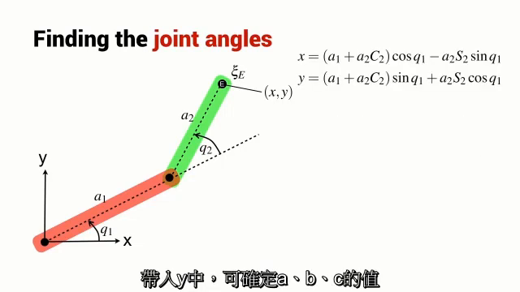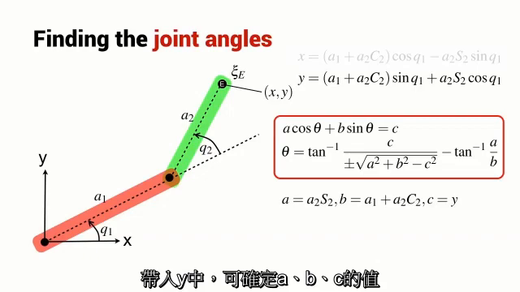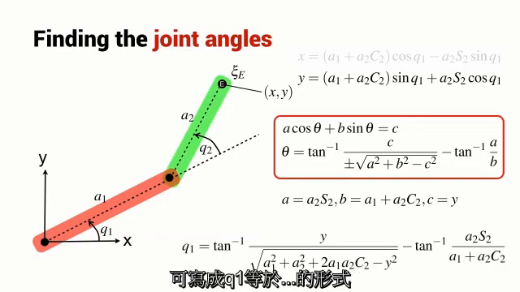So I'm going to consider just one of the equations, the equation for y. And using our well-known identity and its solution, I can determine the values for the variables little a, little b, and little c. And once I've determined those, then I can just write down the solution for Q1, which is the equivalent of theta in this particular case.